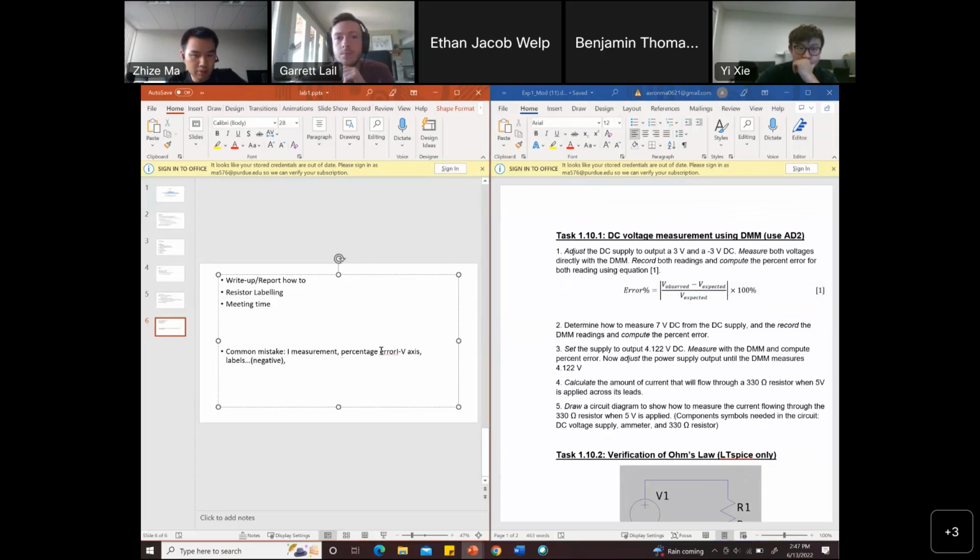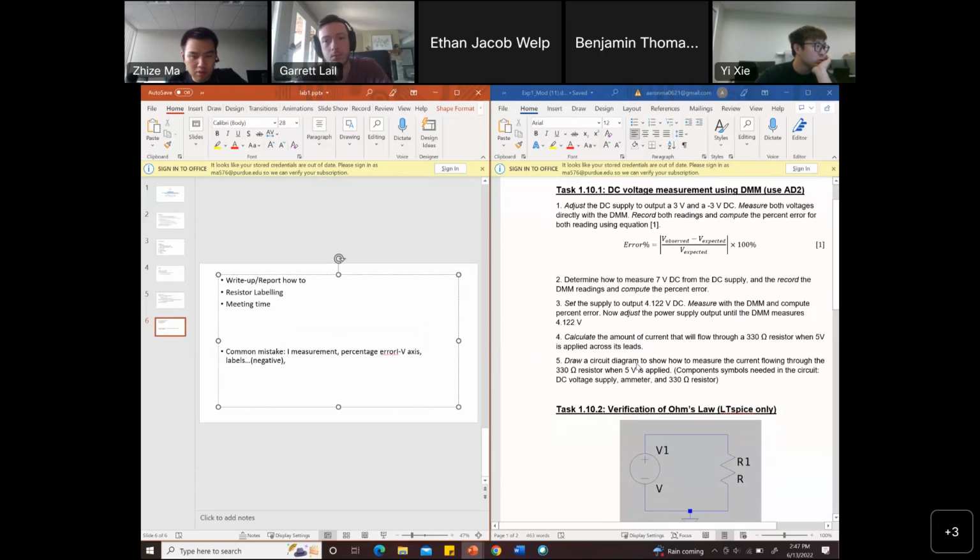Okay. Another common mistake is the IV curve. As I mentioned, the x and y axes are voltage and current, and also make sure they label the plot. Okay, I think that's all for lab 1.